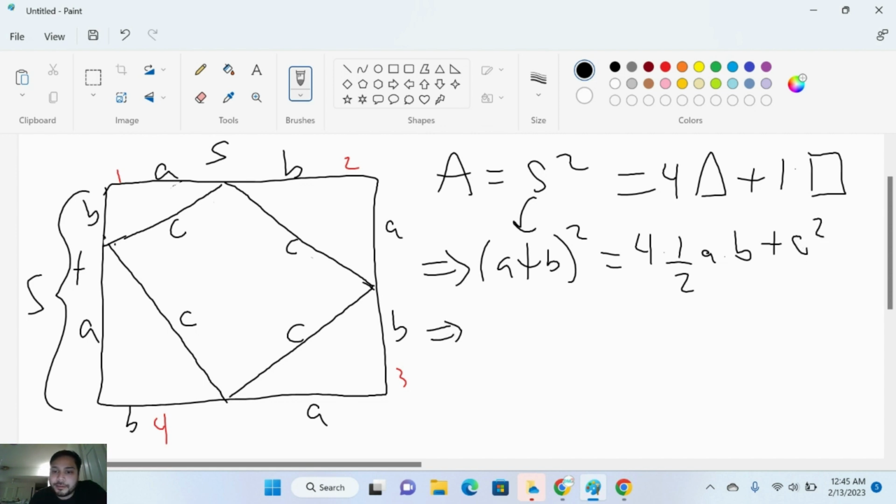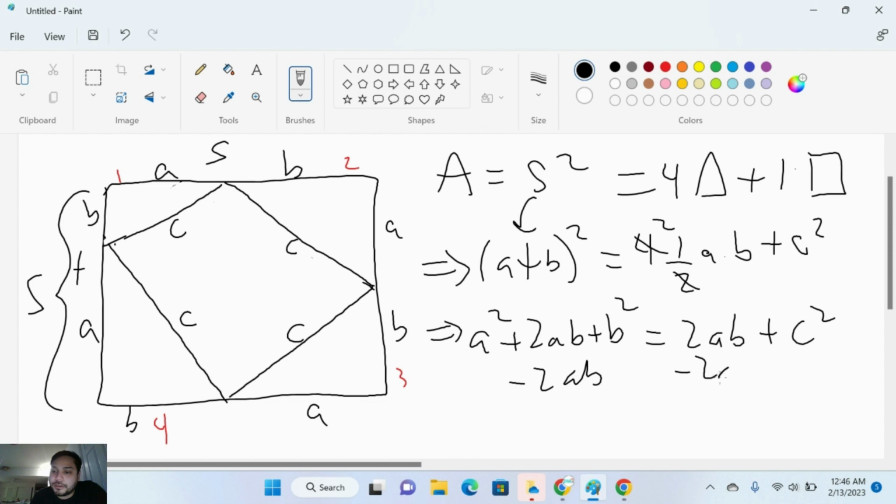If we expand out these terms now, we expand the square: A squared plus 2AB plus B squared. That's going to equal, well, the 2 cancels here with the 4, so it's 2AB plus C squared. Now you can subtract the 2AB from both sides, and you're left with A squared plus B squared equals C squared. And that's our Pythagorean theorem.